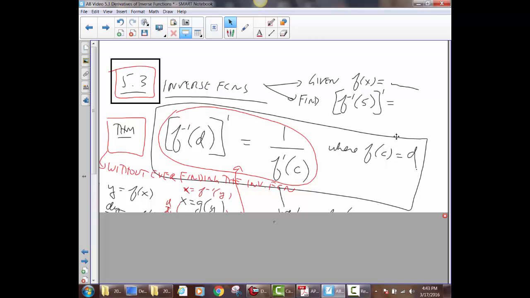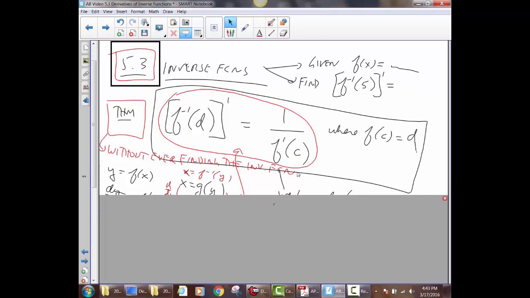This all comes down to the whole idea that what was x becomes y, what was y becomes x. That's what inverse functions are all about. So if you think about this, you're taking 1 over f prime of c, where f of c is equal to d. If the point (c, d) is on f, that means the point (d, c) is on the inverse. And so I'm using the y coordinate of the inverse in effect.